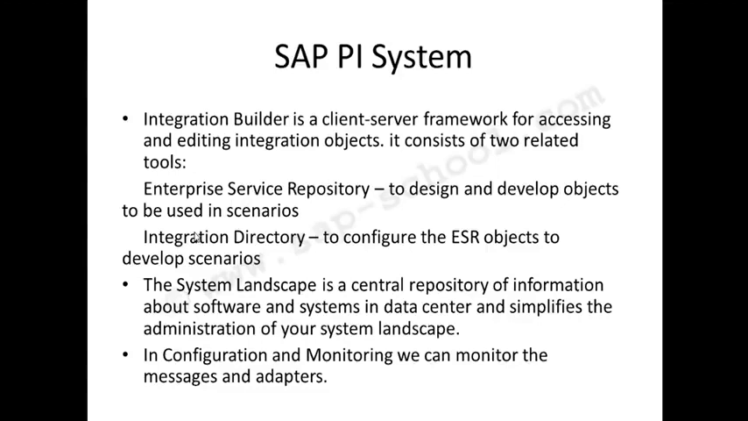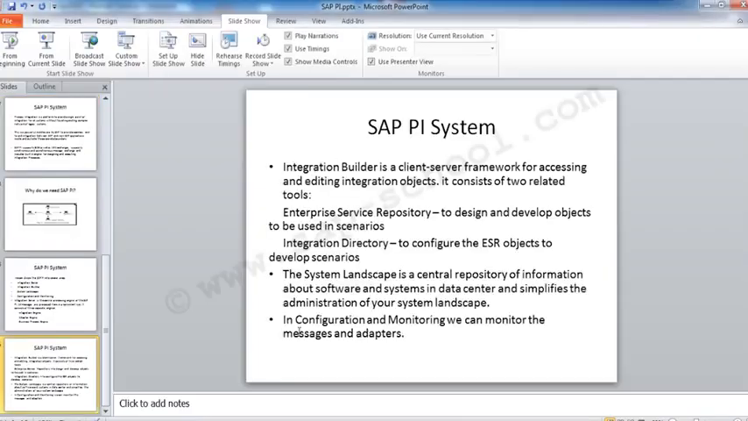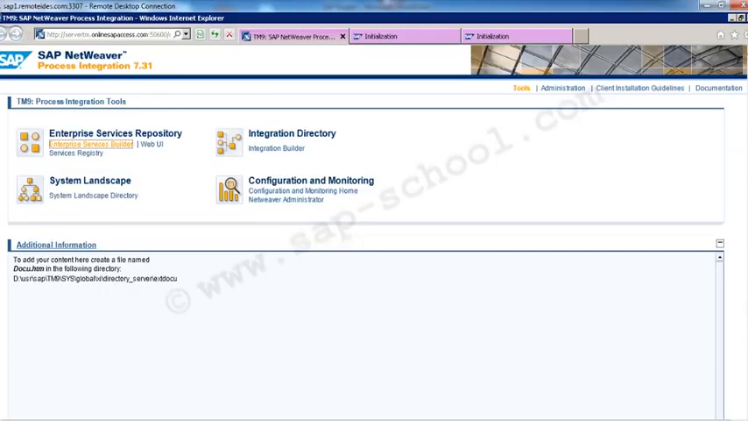Then the third system is the system landscape. It is a central repository of information about the software and the systems in the data center, and it will help to simplify the administration of your landscape. Now the fourth one is the configuration and monitoring tool. It will help me monitor the messages and the adapters in the SAP PI system.